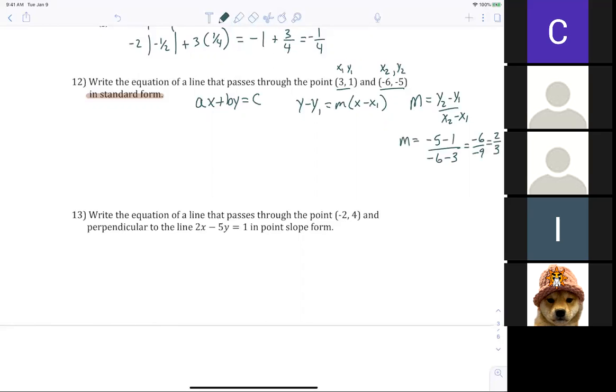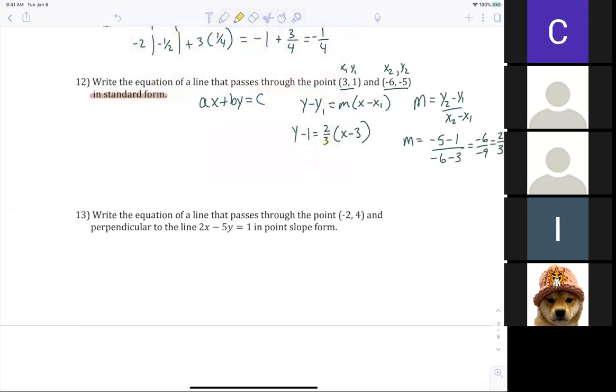Okay, now we're going to use point slope. y minus 1 equals 2/3 times x minus 3. All right, now if it said write it in point slope form, we'd be done, but we're not. We're writing it in standard form. One of the rules for standard form, remember, is there's no fractions, right? So I need to get rid of that 3. So I'm going to multiply the entire equation by 3. When I do that, the left side becomes 3y minus 3. If I multiply the right side by 3, those cancel. And now we're just going to distribute the 2. Okay?